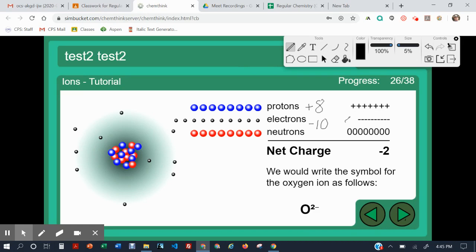We would write the symbol for the oxygen ion as follows. And again, I'll write it big here. And we notice how we put the 2 first before we put the minus sign. So the minus sign goes second.